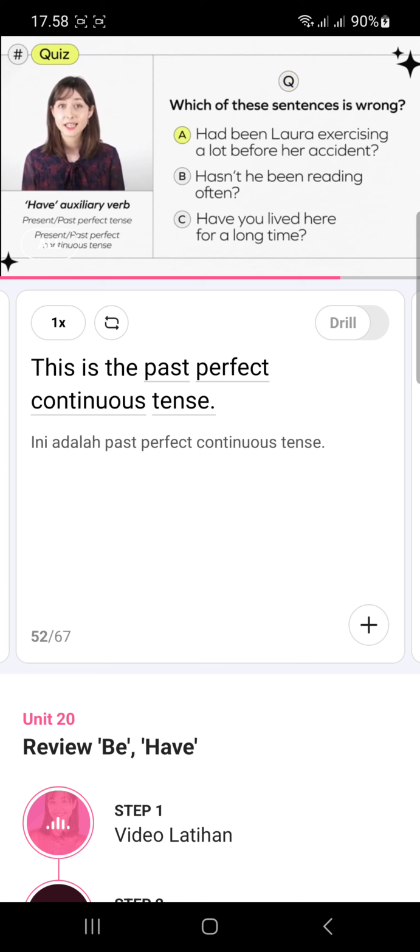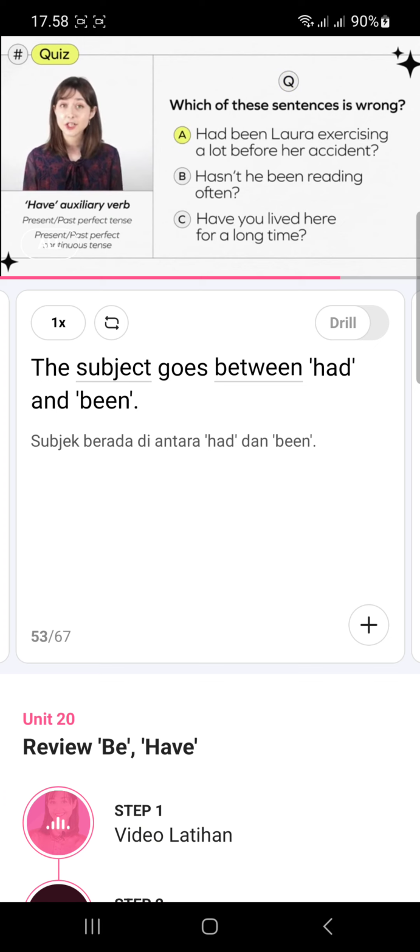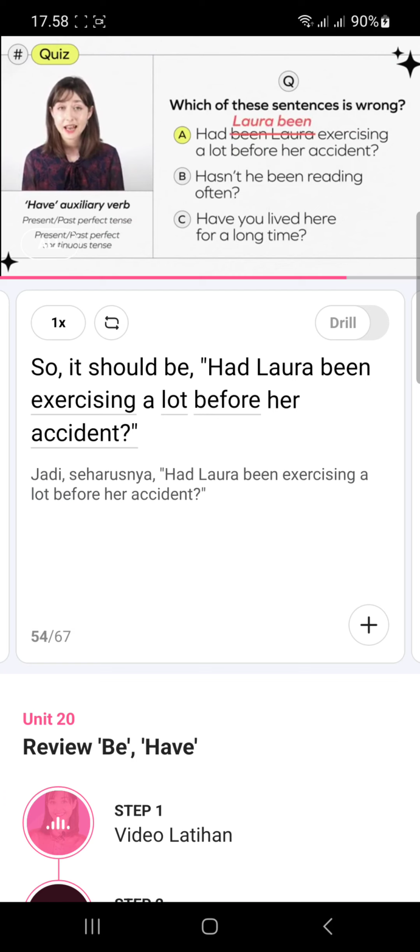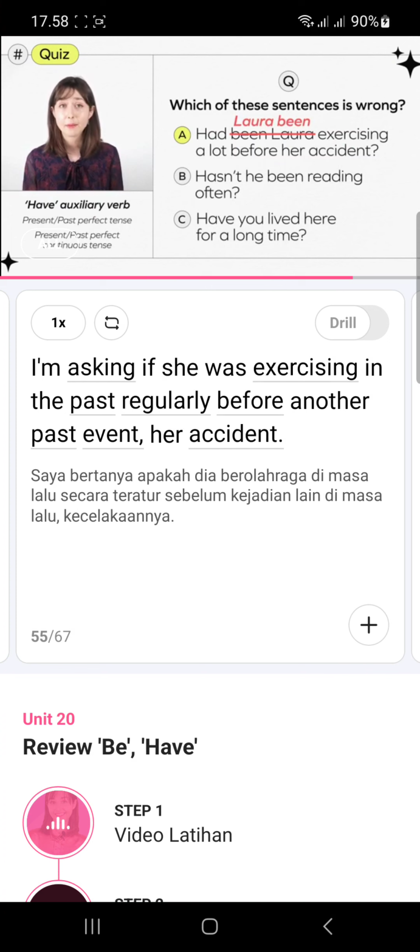This is the past perfect continuous tense. The subject goes between had and been, so it should be, had Laura been exercising a lot before her accident? I'm asking if she was exercising in the past regularly before another past event, her accident.